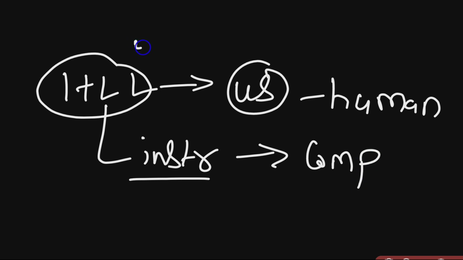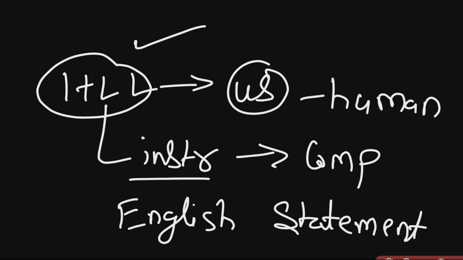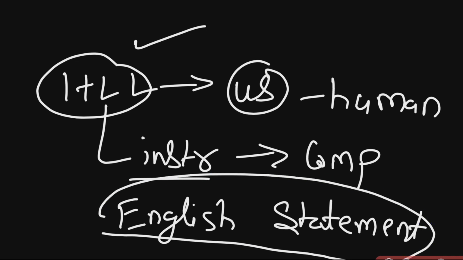We are going to give the instructions in high level language to our machines or to our computers. We write in high level language. Usually this high level language consists of English statements. Using these English statements, we are going to give instructions to the computer.